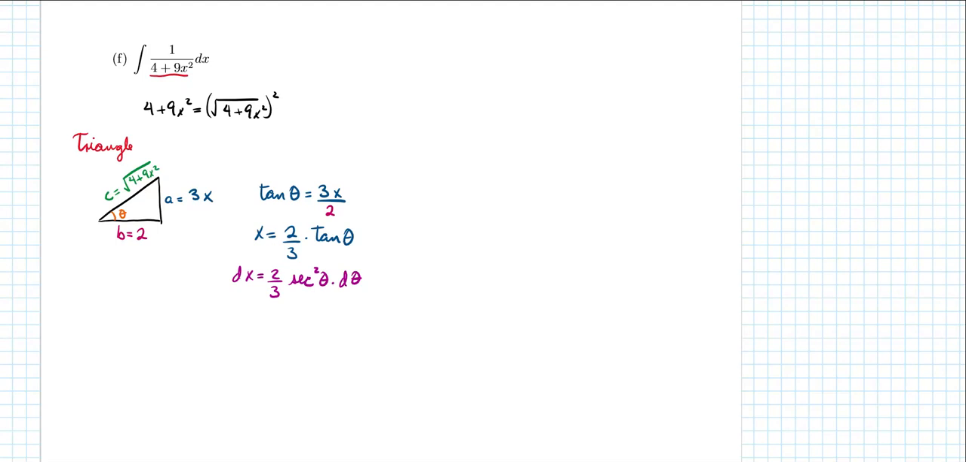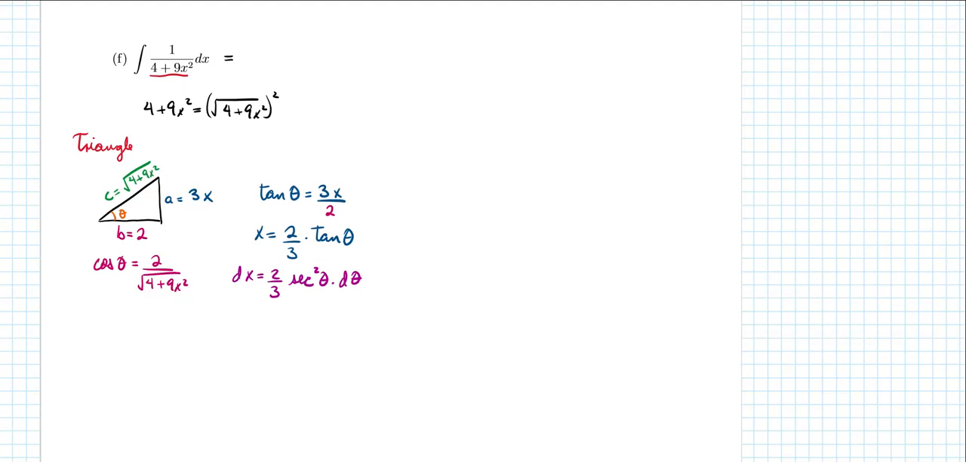Okay, so we've gotten our x, we got our differential dx. Now let's see if we can go ahead and figure out our cosine, because we have the side adjacent here. So the cosine of the angle theta is the side adjacent divided by the hypotenuse, which is the square root of 4 plus 9x squared. Okay, now let's take a look here at our original problem. So the original problem was the integral of 1 over 4 plus 9x squared, which we rewrite here.